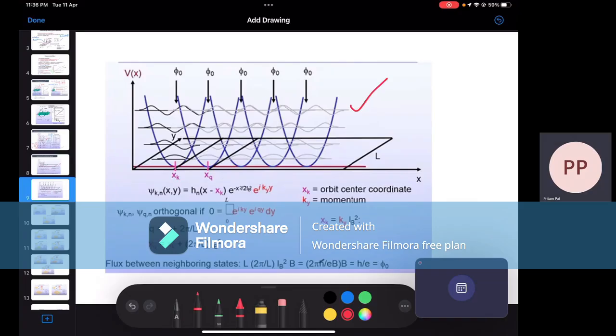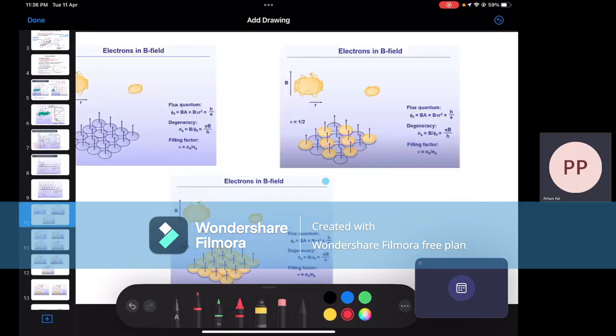Now I'm going to talk a little bit about electrons in a magnetic field. We are going to draw it as a cartoon, so for that I'll move to the next slide.